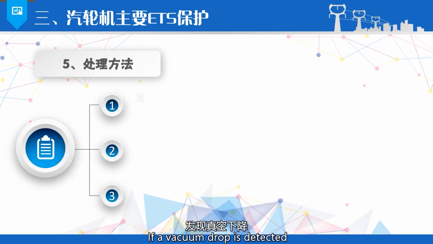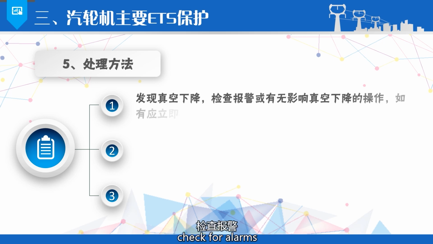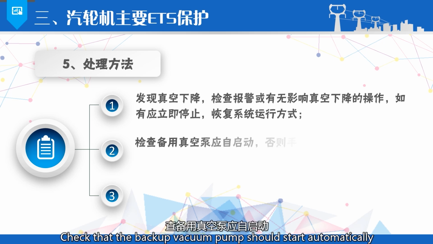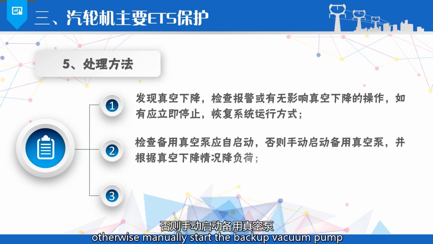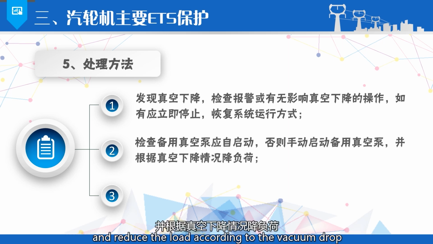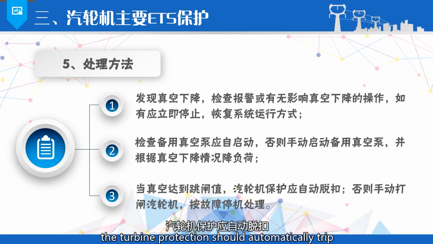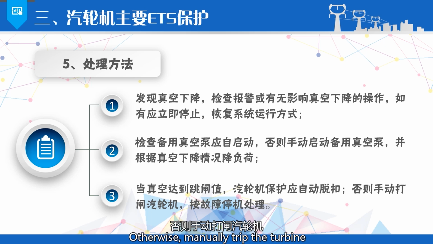Handling methods. If a vacuum drop is detected, check for alarms or any operations that may affect the vacuum. If any, stop immediately and restore the system's operating mode. Check that the standby vacuum pump starts automatically, otherwise start it manually, and reduce the load according to the vacuum. When the vacuum reaches the trip value, the turbine protection should automatically trip, otherwise manually trip the turbine and handle it as a fault shutdown.